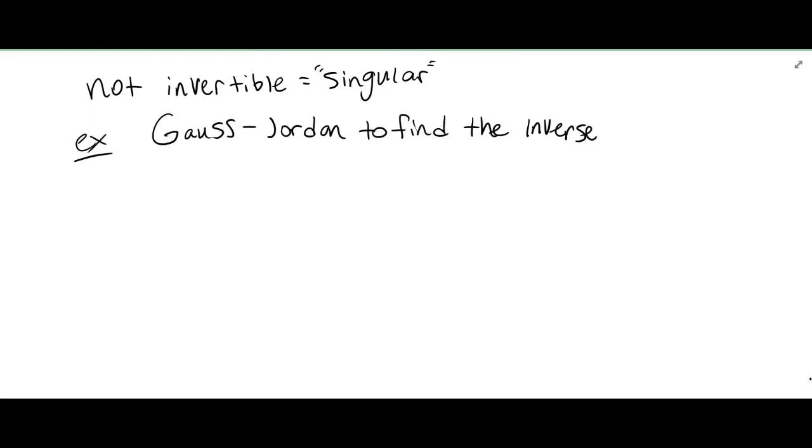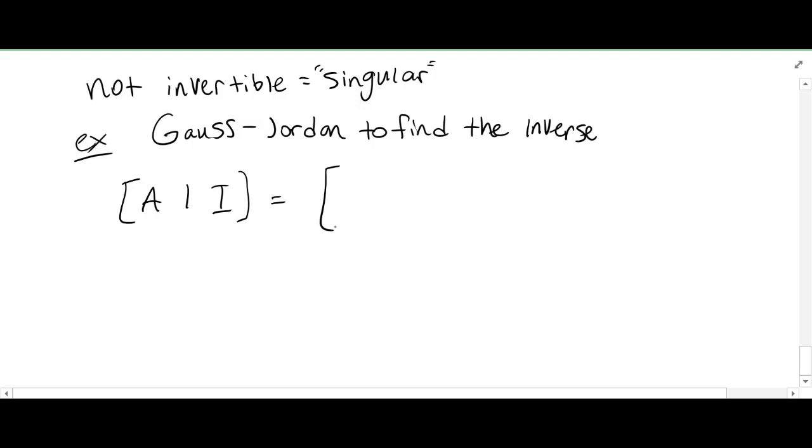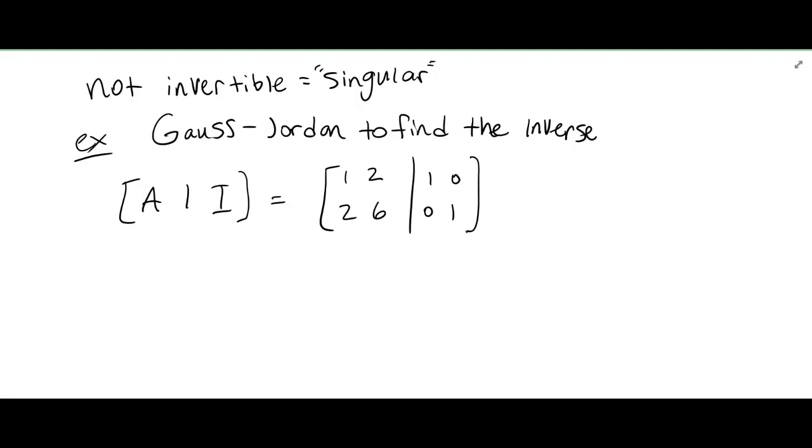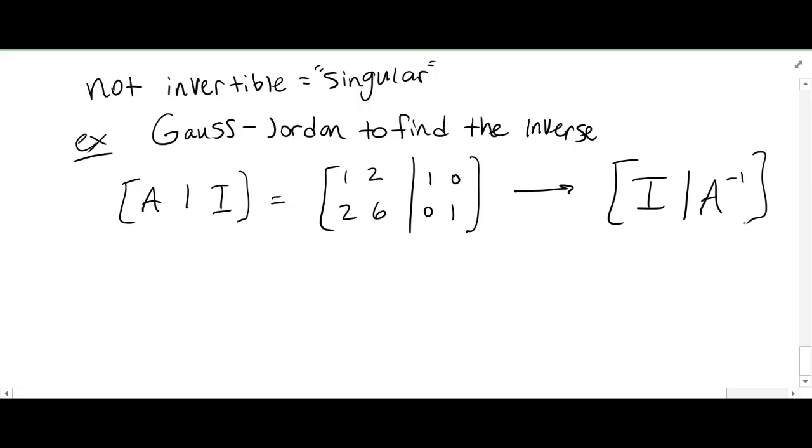And so what you do is you take your matrix A, you augment it with the identity matrix. So for example, let's say your matrix A is 1, 2, 2, 6, and then let's augment it with the identity matrix on the other side. You want to reduce the left-hand side, you want to reduce A into the identity matrix, and then whatever operations you did, you do that same thing to the other side, and the other side turns into the inverse. So you want to reduce the left-hand side to the identity, and then the right-hand side will turn into the inverse. And that's one way to find the inverse of a matrix pretty efficiently.